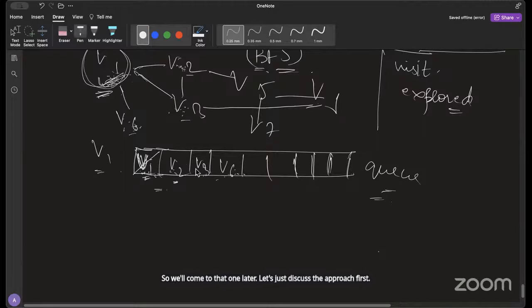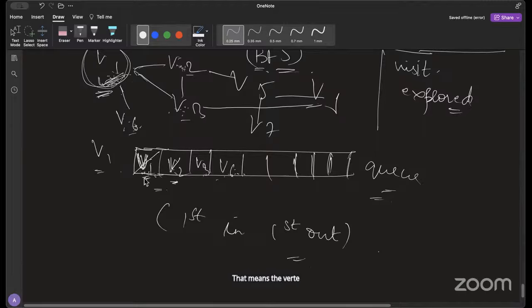So your V1's done. Then you go to V2 and you start here. Your idea in BFS is first in, first out. That means the vertex that comes to this queue first will leave this queue first. V1 came first, so it will leave first because we're done exploring this. So we'll remove this from here.